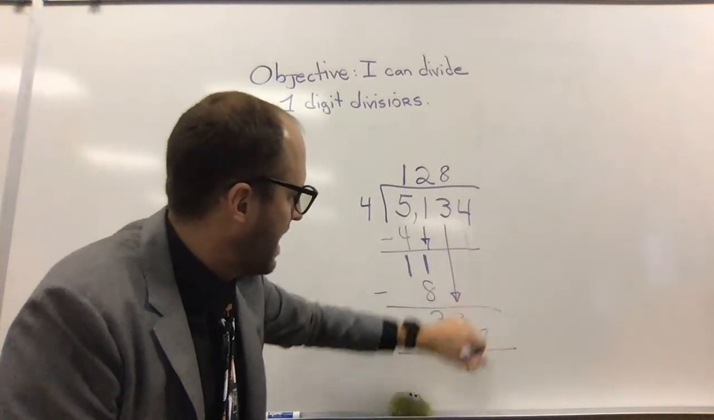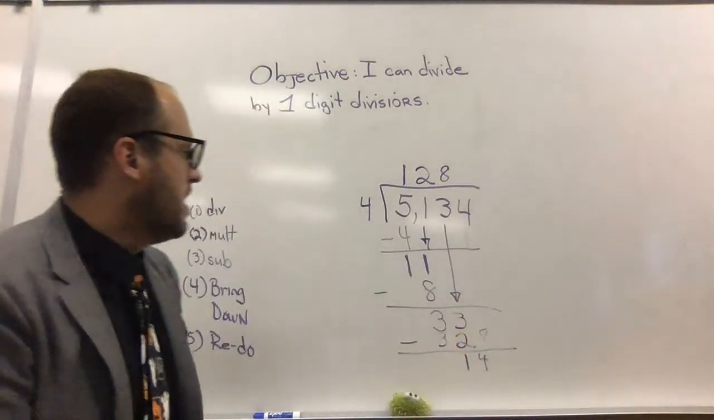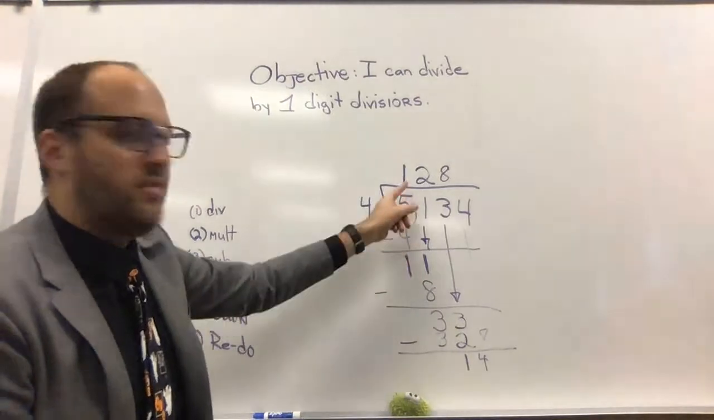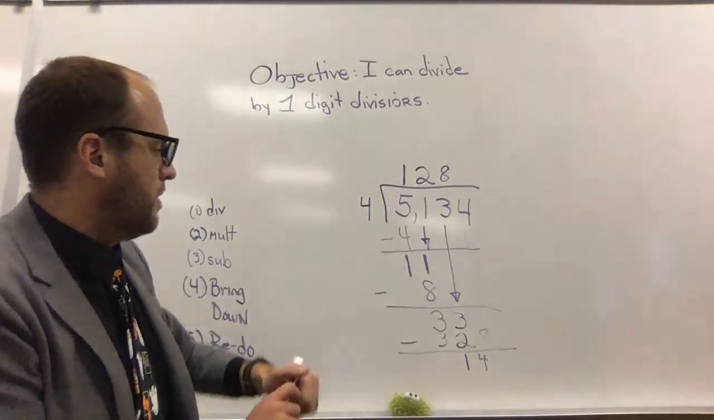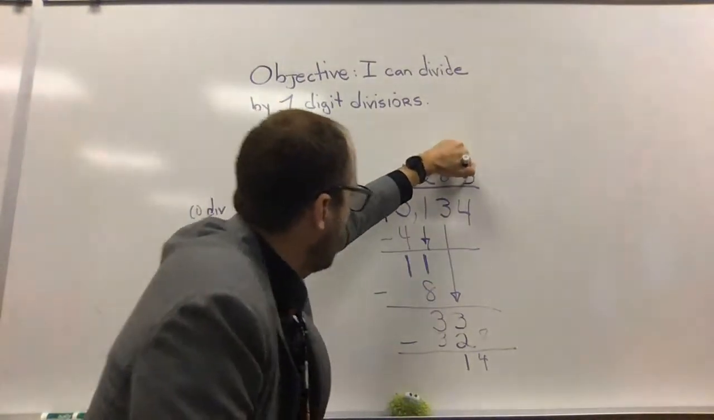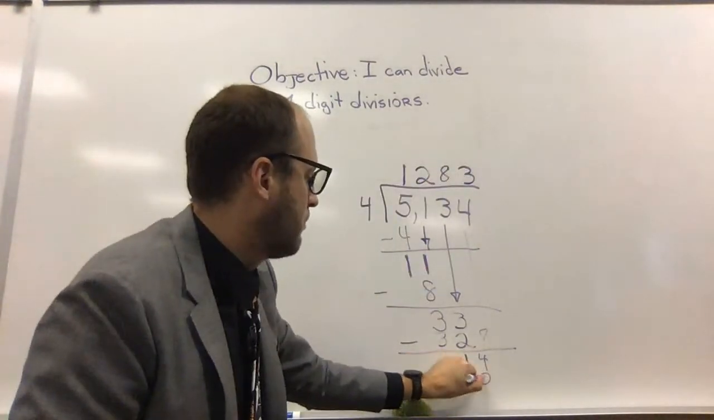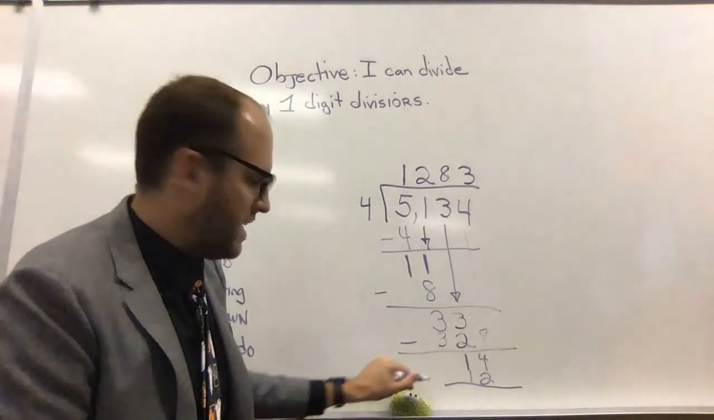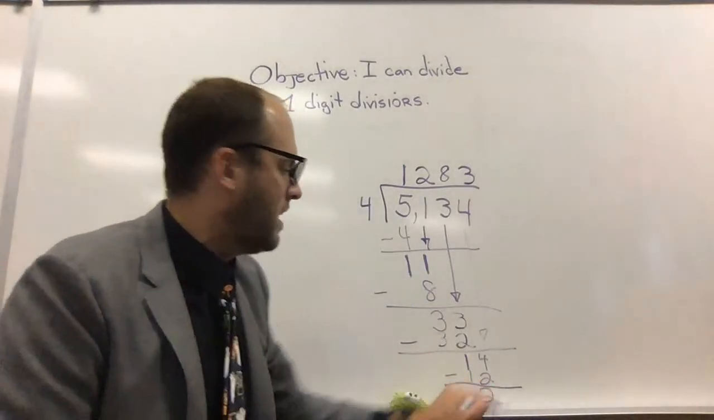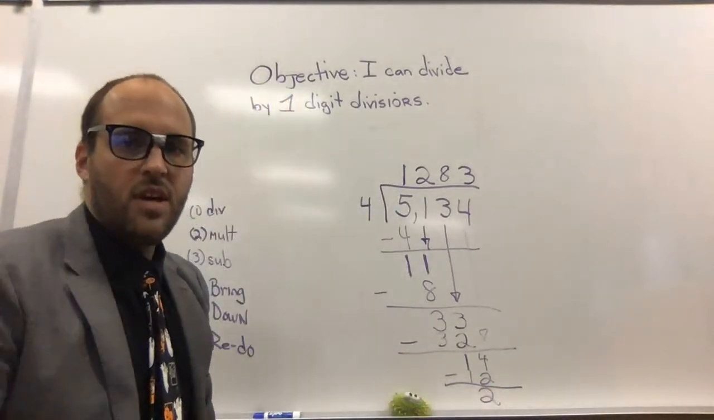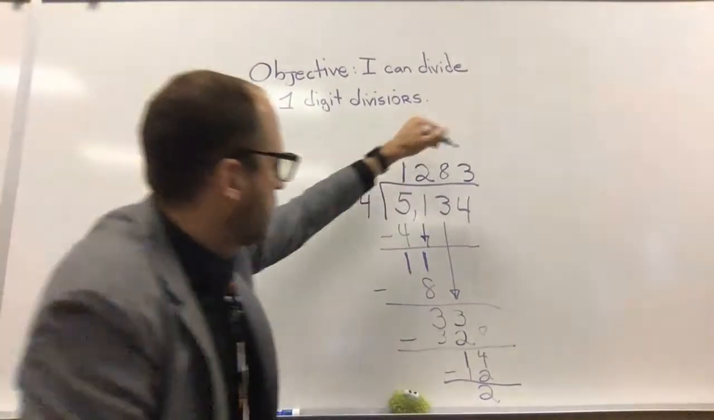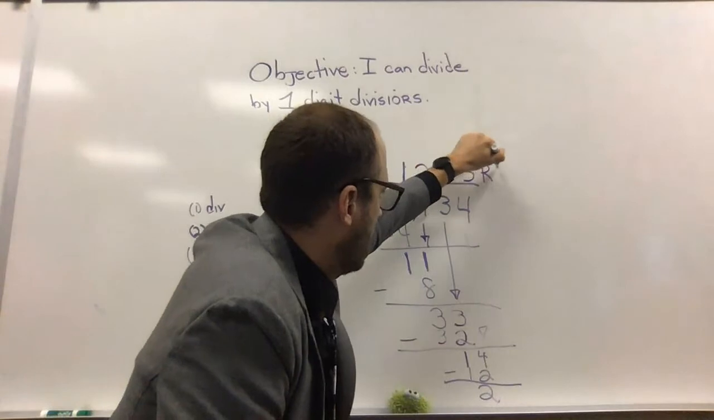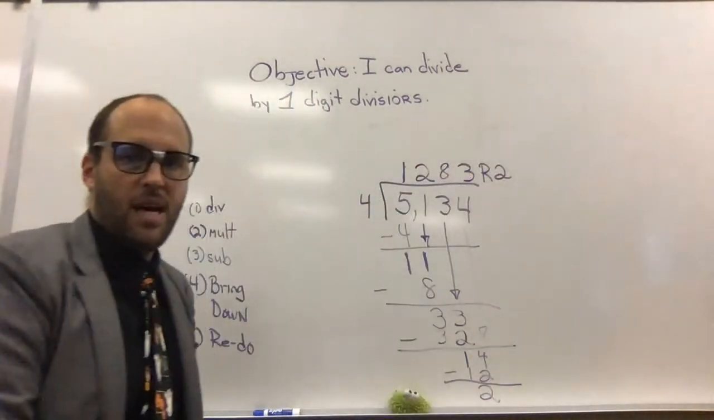I bring down my last number, which is 14. And I can kind of look here, based off of some stuff I've already multiplied, that 2 is probably not big enough, but 3 would be, because 3 times 4 is 12. And notice here, when I subtract, I ended up with a remainder of 2. There's nothing else to bring down, which means now I have a remainder. And I write remainder 2 at the end of my problem.